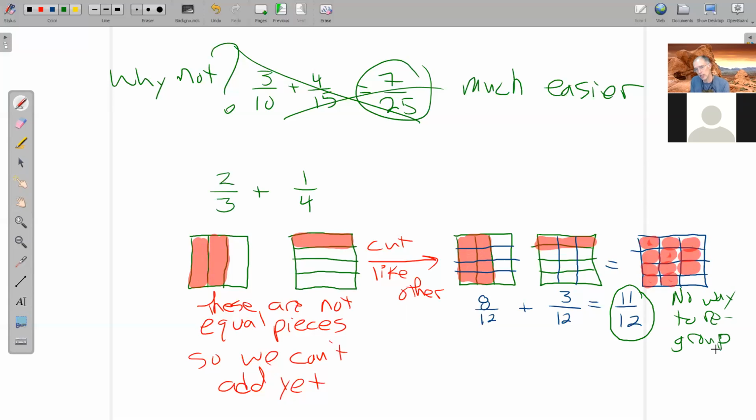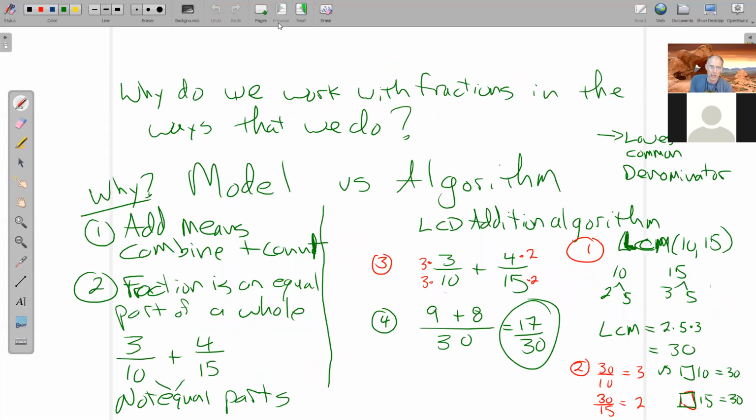Okay. So why do we have to have a common denominator? Well, a fraction has to be an equal part of a whole. If we don't have equal parts, we can't add, because add means combine and count. How can you combine things that aren't equal and count them up? The best you can say is, hey, there's 2/3 there and there's 1/4 there. Until we chop them up into the same size pieces, we can't regroup them together. So a model explains why something works the way it does, and an algorithm just shows us how to get an answer. It doesn't explain why, it's just do it because I said so.